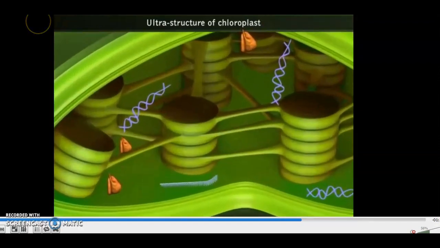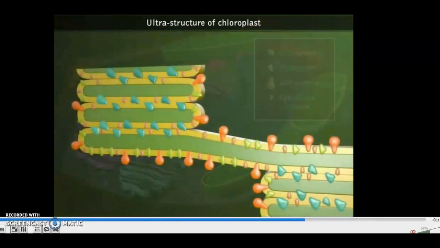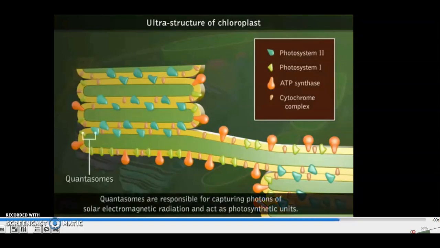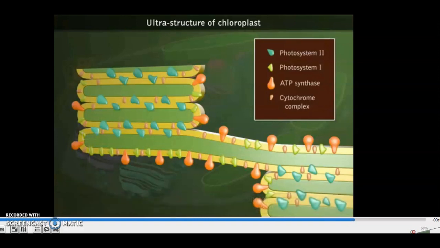As we know, the chlorophyll pigments are arranged in the thylakoid membrane. This thylakoid membrane has several granular structures called quantasomes. They are arranged throughout the thylakoid membrane. These quantasomes are generally of two types, photosystem 1 and photosystem 2. Quantasomes are responsible for capturing photons of solar electromagnetic radiation and act as the photosynthetic unit.